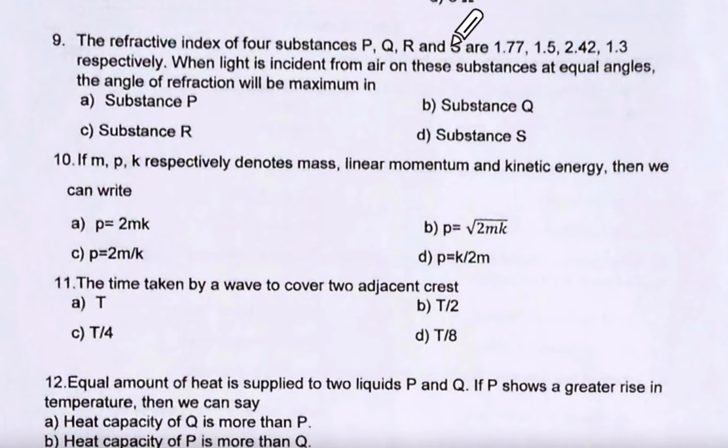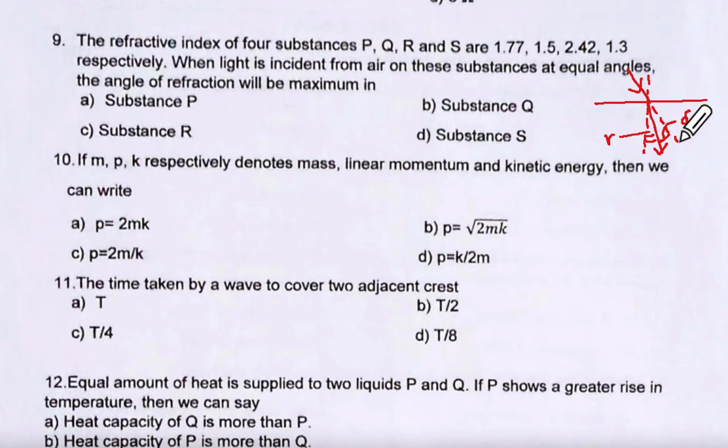Refractive index, PQRS. When the light is incident from air on these substances at equal angles, the angle of refraction will be maximum. Now you have the original path and then it is coming from air, so it is going to go into the denser one. So you remember that this is the angle of refraction and this is the angle of deviation.